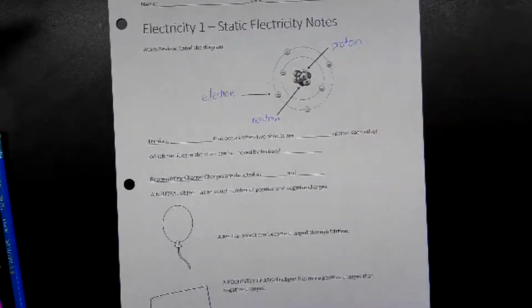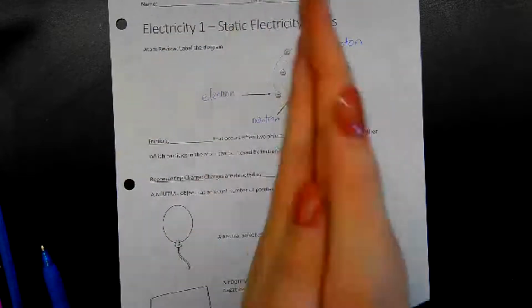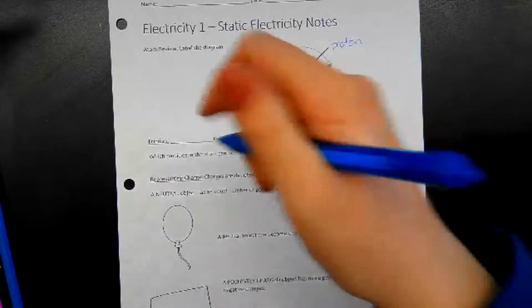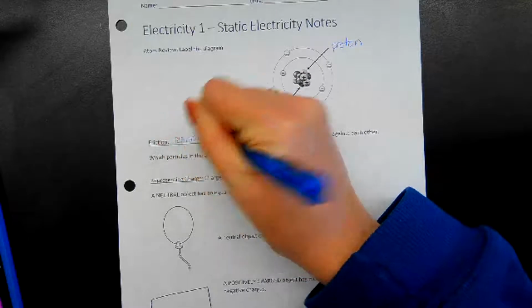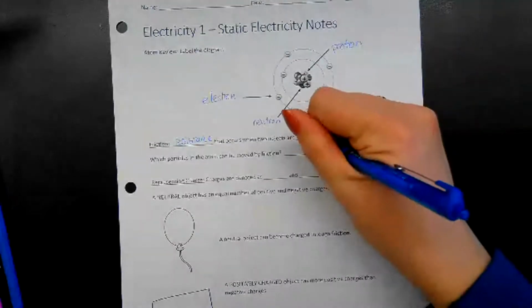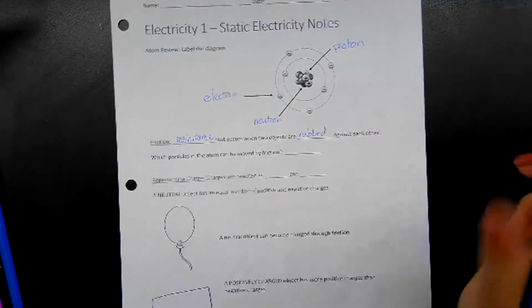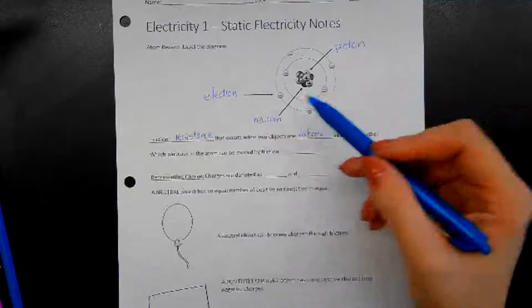To move electrons, we use something called friction. You've probably heard about friction before. You can experience friction if you rub your hands together. It's friction causing the heat in your hands. So friction is the resistance that occurs when two objects are rubbed against each other. Now, this causes electrons to move, okay?